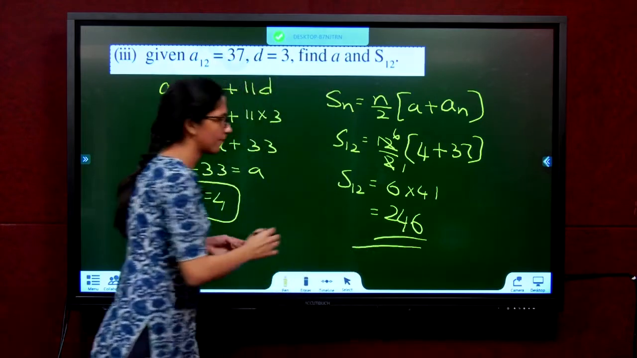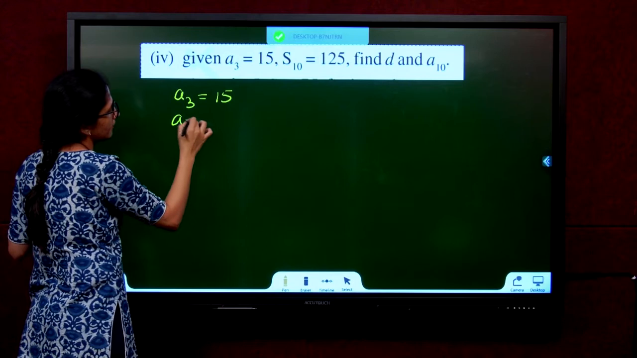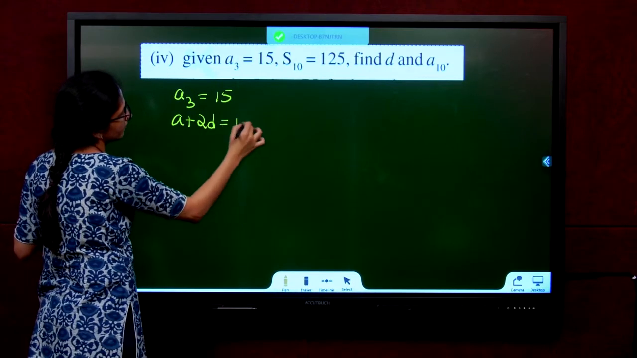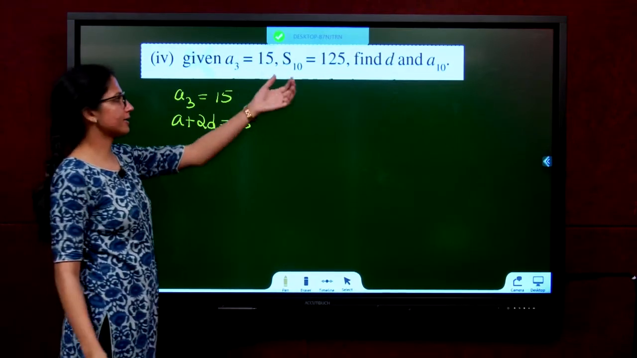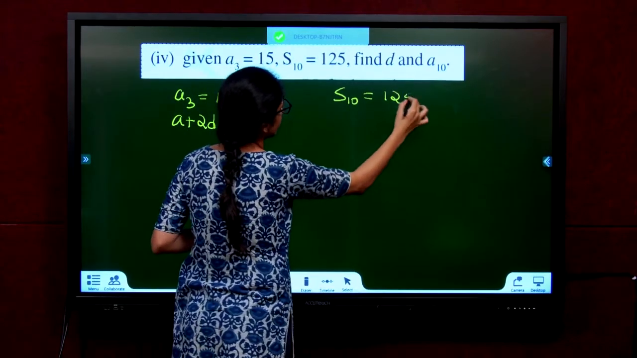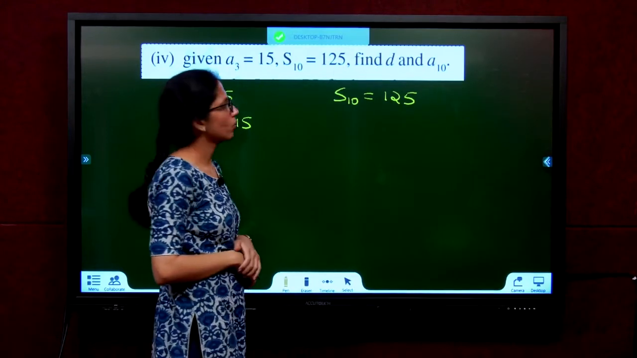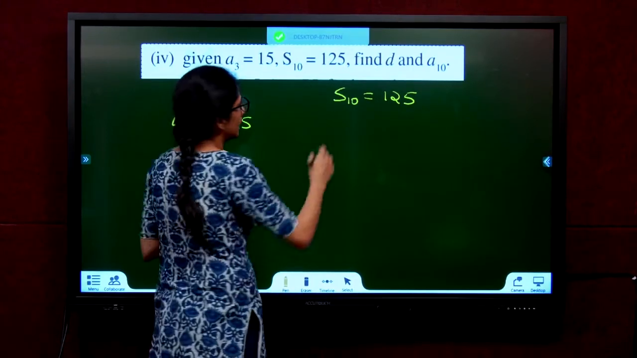A3 is 15, so A plus 2D is 15. S10 is 125. From this you have to find D. So D is my priority right now. How do I find D?